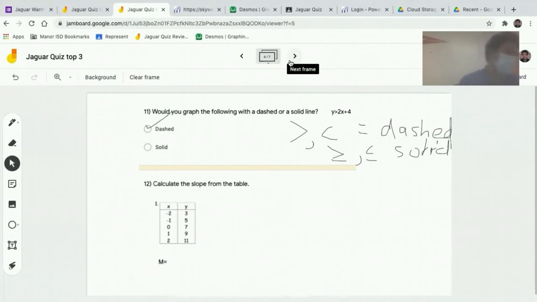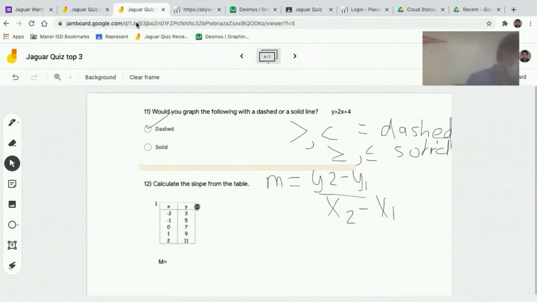Number 12, calculate the slope from the table. We're going to calculate the slope here. You can use the formula. So write on your page, m, which is slope, is y2 minus y1 over x2 minus x1. And when you have a table, you can just do this simply by drawing the arrow. So m, write this on your paper, rise over run.